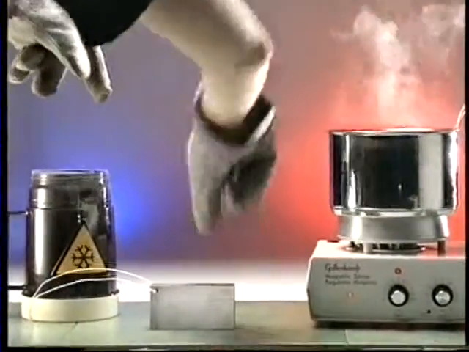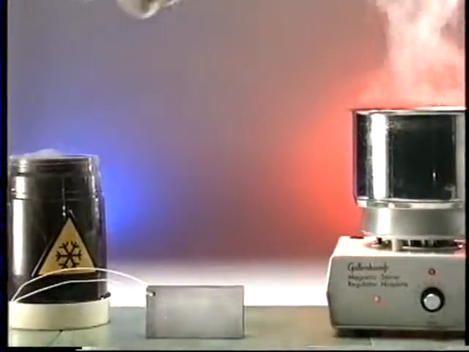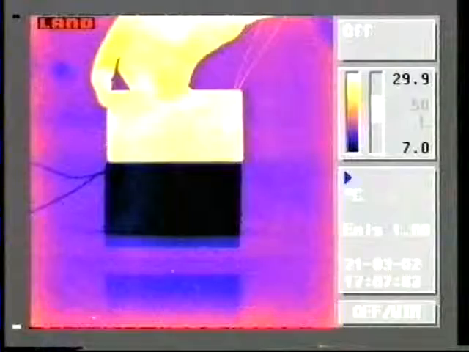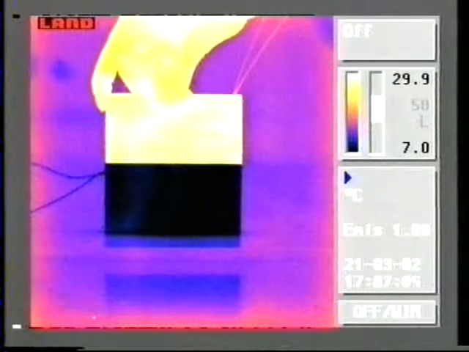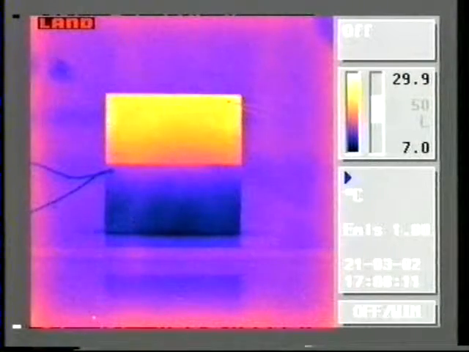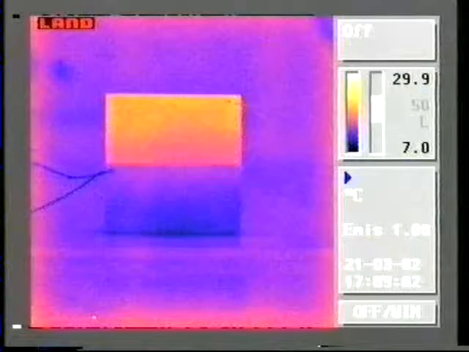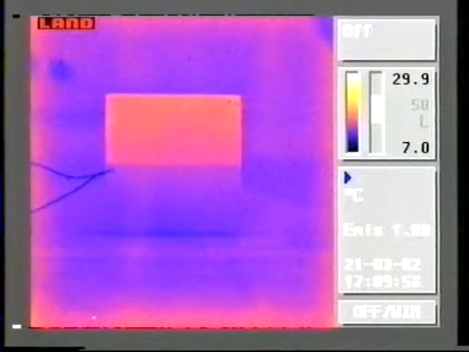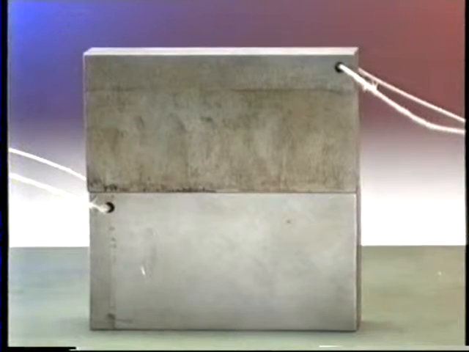Here's another example. Put a hot block of metal on top of a cold block and see what happens. Conduction is the transfer of heat energy through substances from warm regions to cooler ones. The cold block is clearly getting hotter. Eventually, both blocks will become the same temperature as their surroundings.